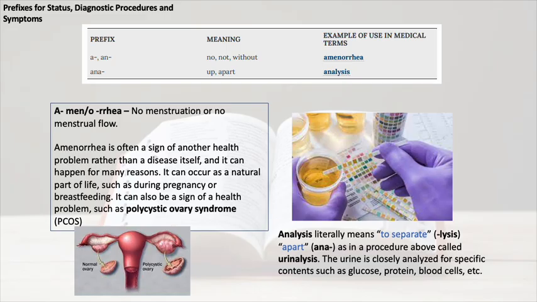So the key point here is that the prefix a signals absence. No, not, without. So immediately telling a healthcare provider, for example, that something expected is missing. And in this case, the amenorrhea is referring to menstrual flow.